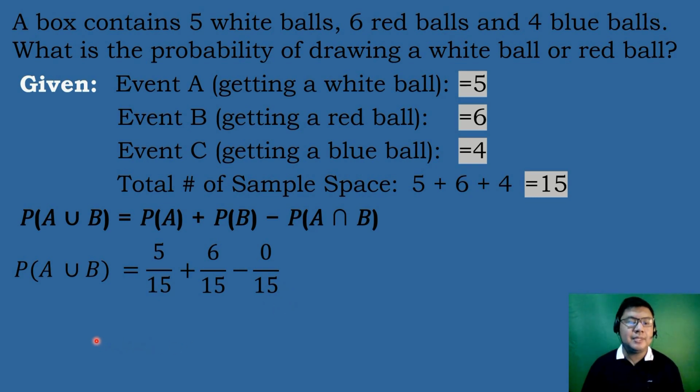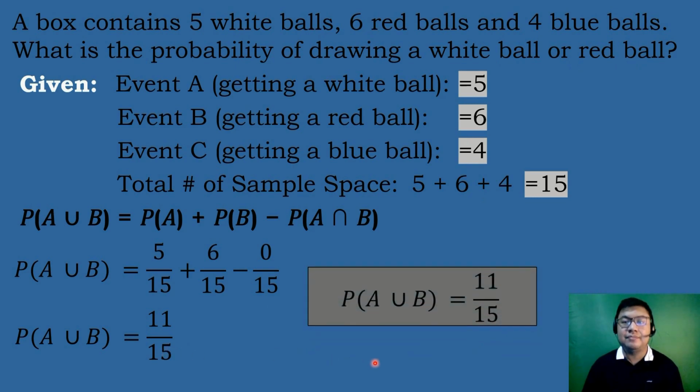And then we will be simplifying this one. Since this is an example of similar fractions, we will just copy the denominator 15 and then add the numerators. 5 plus 6 will be equal to 11. Therefore, the probability of getting a white ball or getting a red ball is equal to 11 over 15.